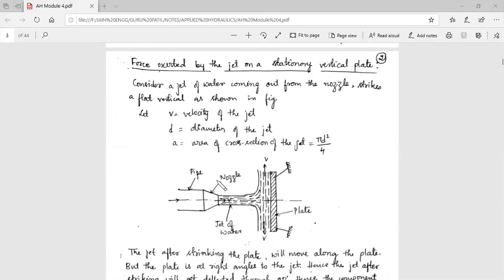This pipe is fitted with a nozzle from which the jet of water flows. Here you can see the plate which is fixed, not moving, it is stationary. Whenever the water comes with force, it hits the plate and tries to move in the downward or upward direction, so the water gets split up. V indicates the velocity, d indicates the diameter, and A indicates the area of cross section of the nozzle, which can be written as pi d square by 4.